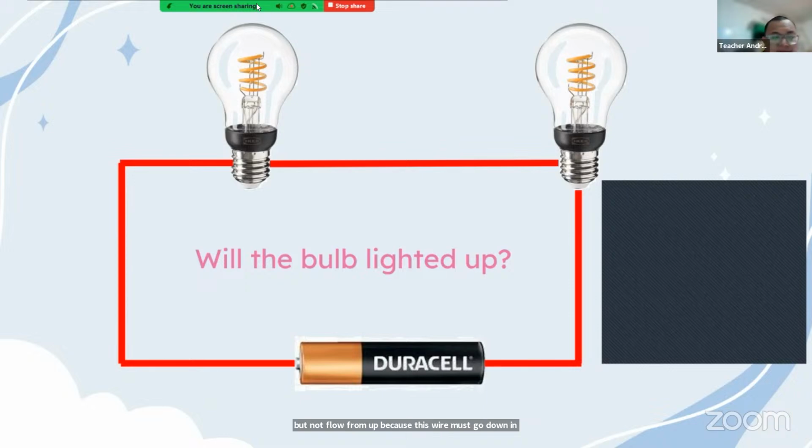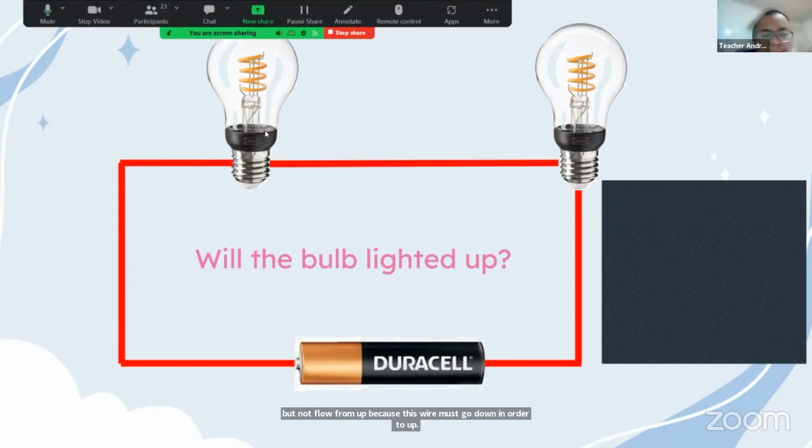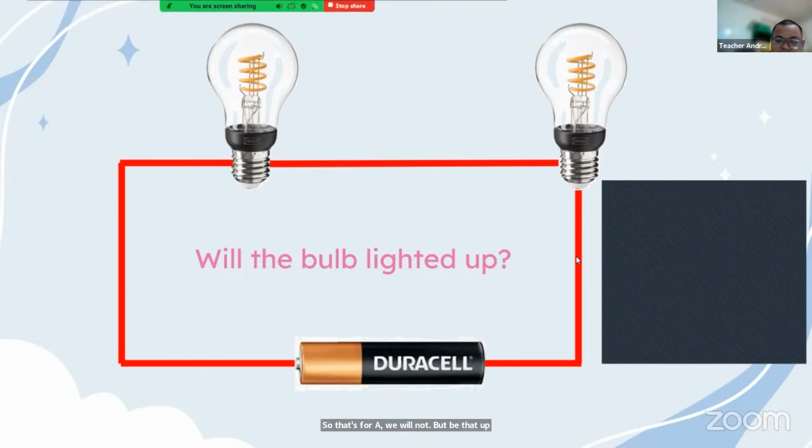So therefore, A will not light up, but B lights up because B is connected from the bottom and then it travels up and goes down from the side. Therefore, in this case, A and B, A will not light up, B lights up. All right, let's carry on.